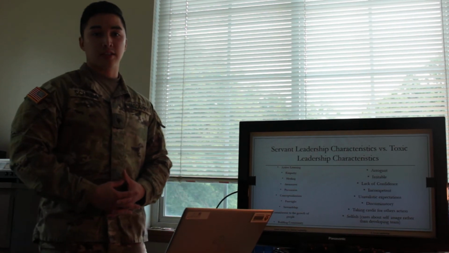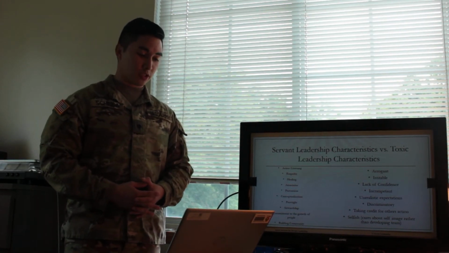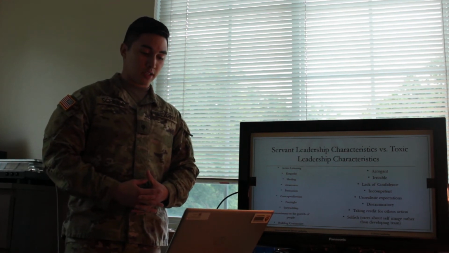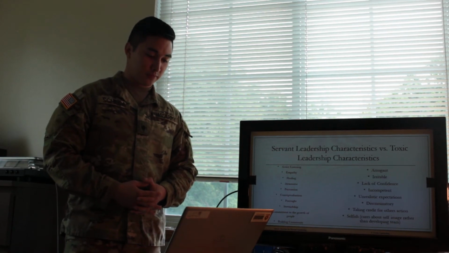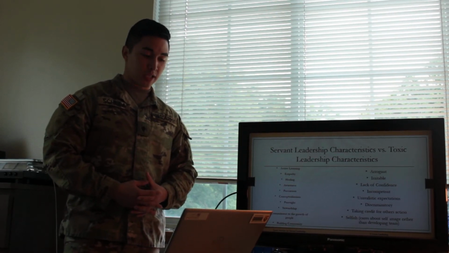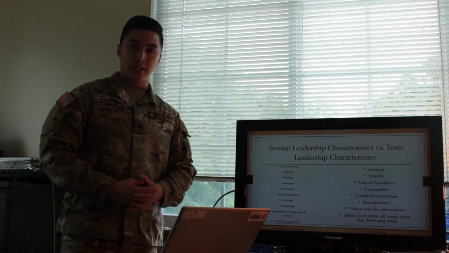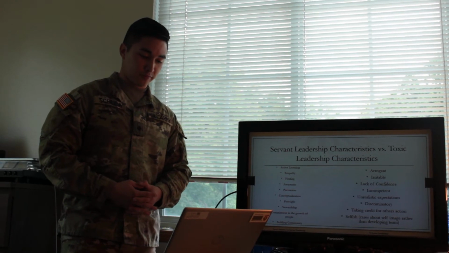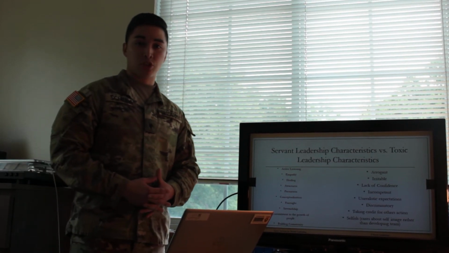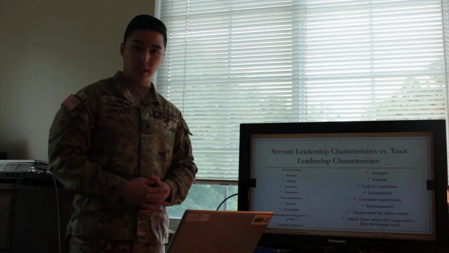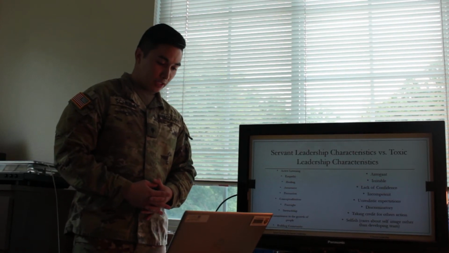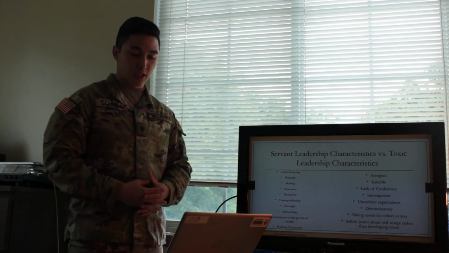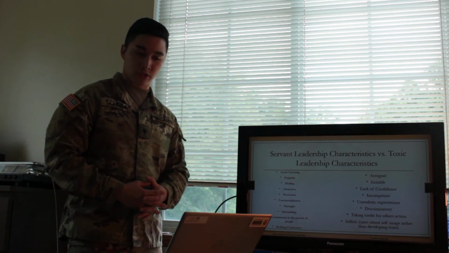Conceptualization is another characteristic of servant leadership, and conceptualization is key in seeing the big picture of a mission. Foresight runs along the same lines as conceptualization, but is being able to predict things that will happen, whether they're positive or negative. Stewardship is taking ownership of your role as a leader. Commitment to the growth of people is pretty self-explanatory, and building community.